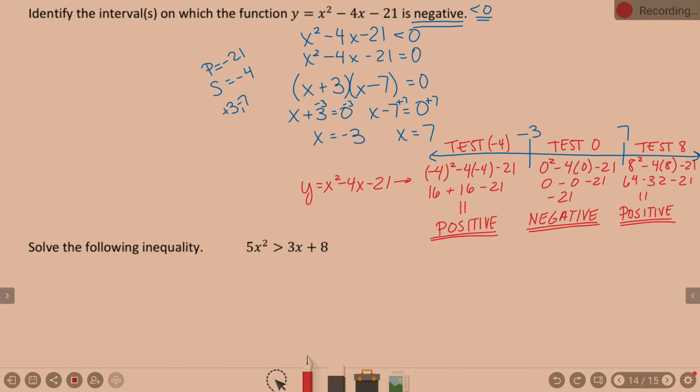Now, what's the question? Where is my graph negative? Where's my graph negative? Between negative 3 and 7. Okay? So, when you give your answer, how do we write that? If it's from negative 3 to 7.